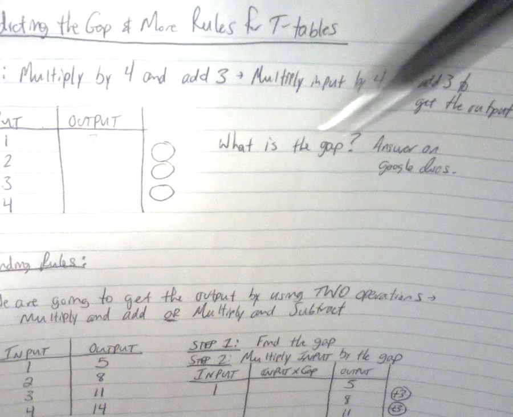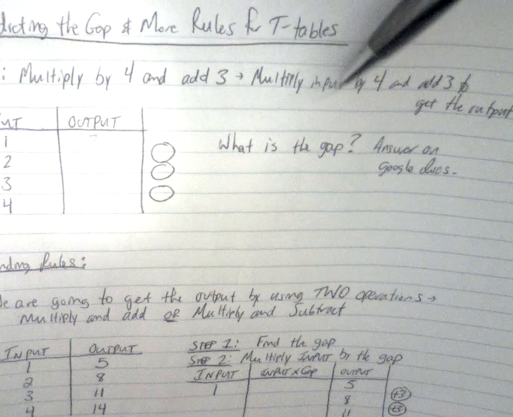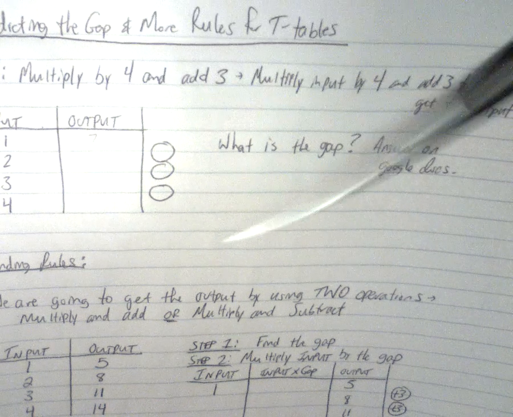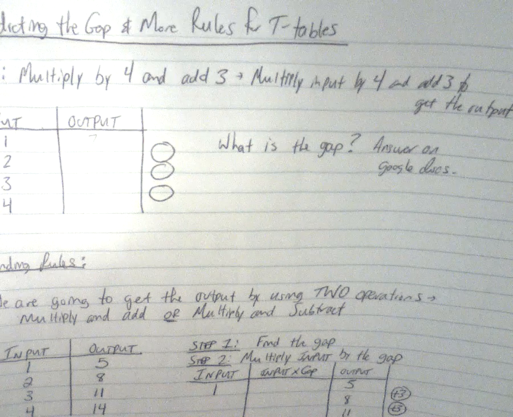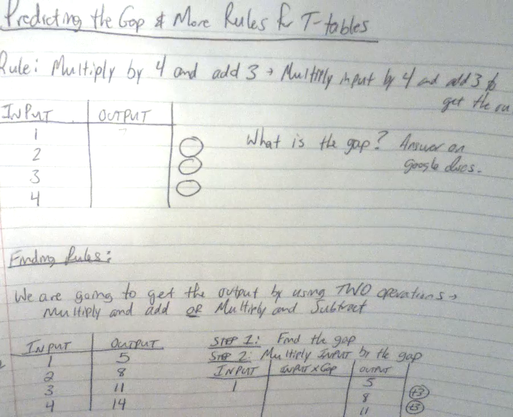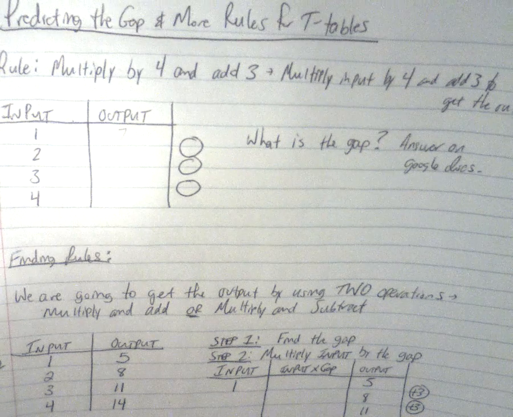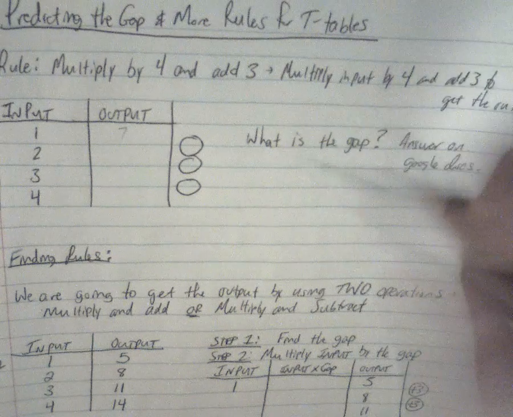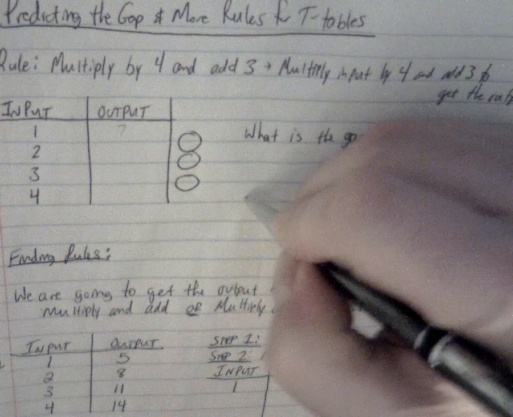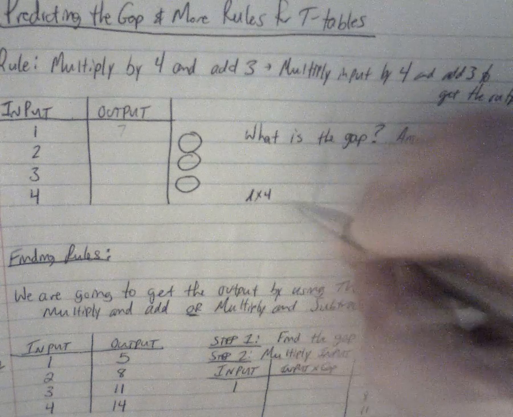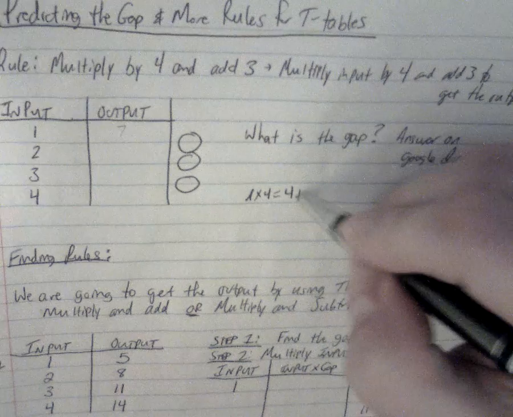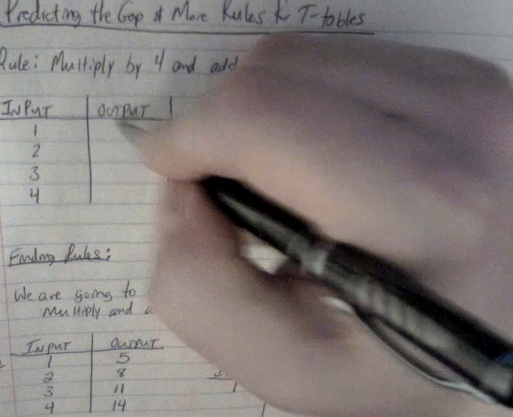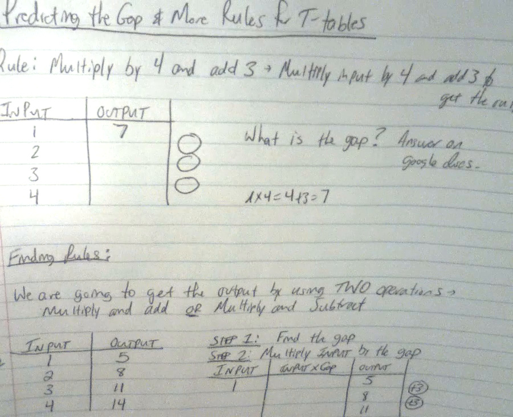What that really means is that we need to multiply the input by 4 and then add 3 to get the output. So let's do that. I'm going to do it down here. 1 times 4 equals 4. And then what's it say? Add 3. So plus 3 is going to give us 7. So our output would be 7.